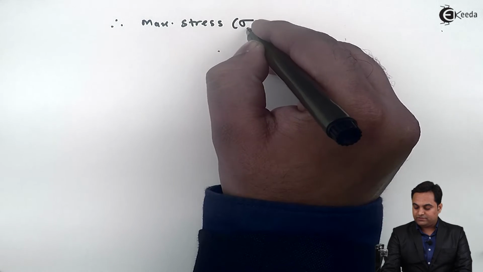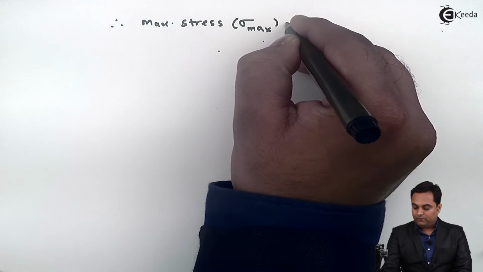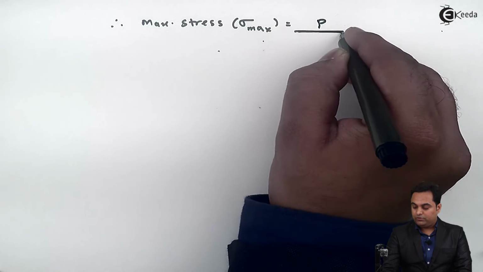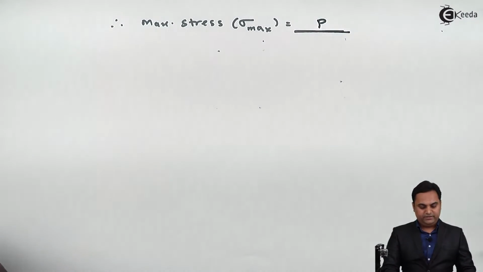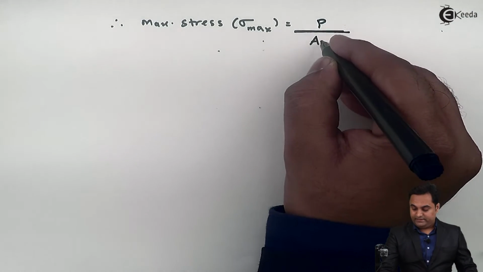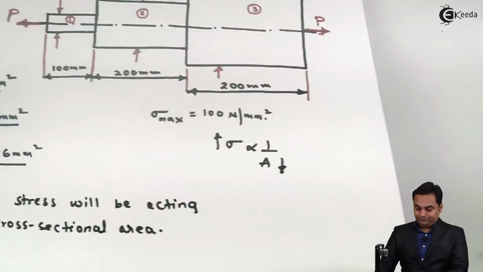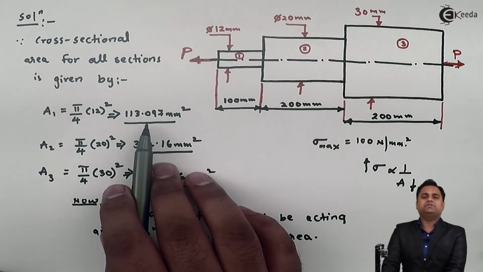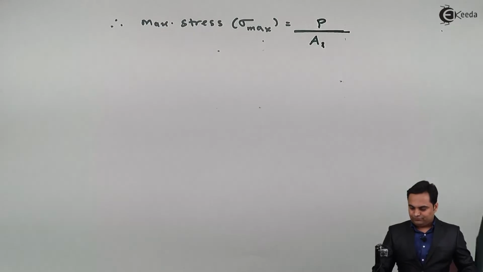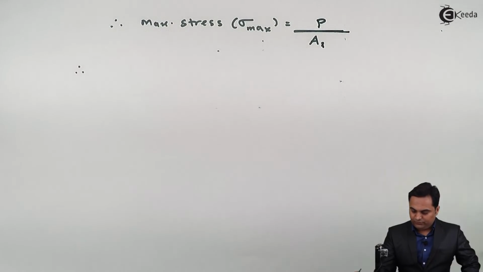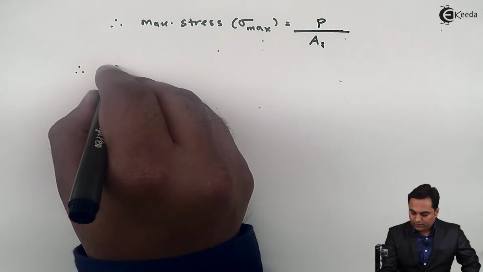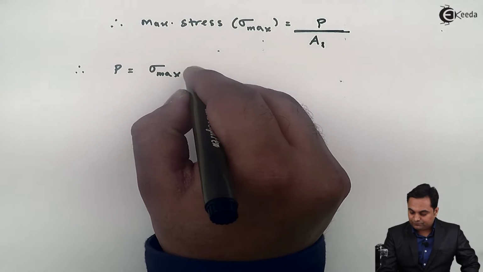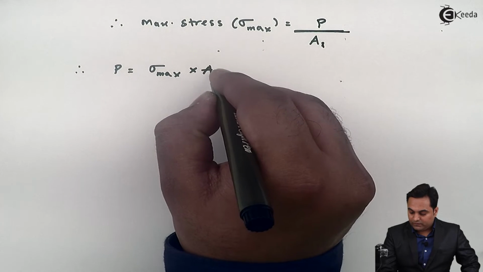Maximum stress sigma max is equal to the maximum axial pull upon cross sectional area, and here the area I would be taking as area 1, because area 1 has the least value and here the stress will be maximum. So therefore P will be equal to sigma max into area 1.